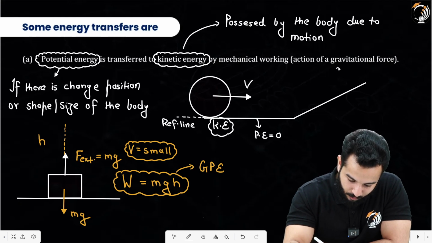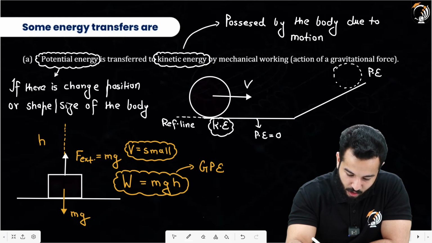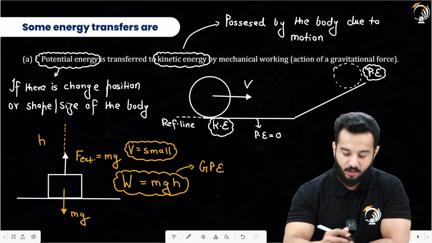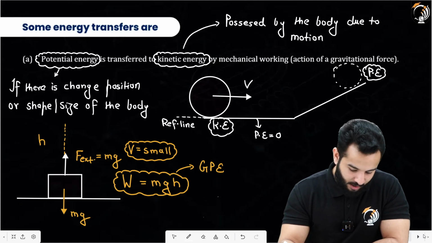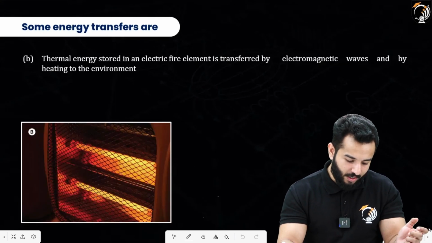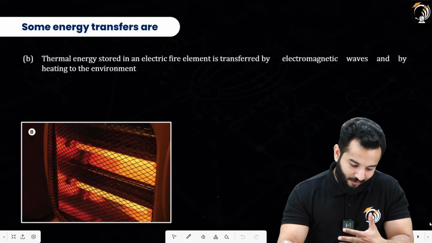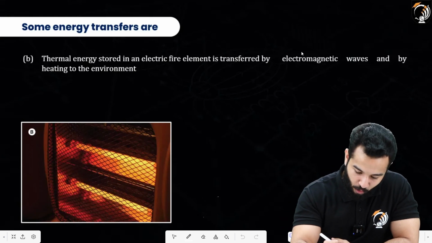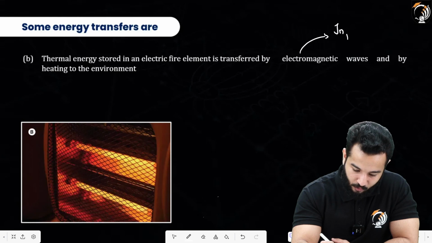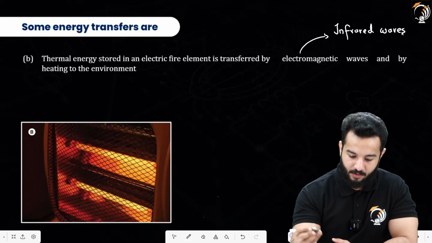meaning that I'm going to assume that the potential energy at this reference line is 0. After some time, the ball will be somewhere over here, and let's suppose that it is at rest. So it has converted its kinetic energy into gravitational potential energy. That's how the transfer happens, right? We can look at different examples. Similarly, you can talk about thermal energy. Thermal energy stored in an electrical fire element is transferred by electromagnetic waves and by heating to the environment, like infrared rays, right? So when they talk about electromagnetic waves, they are basically talking about infrared rays or infrared waves, right?